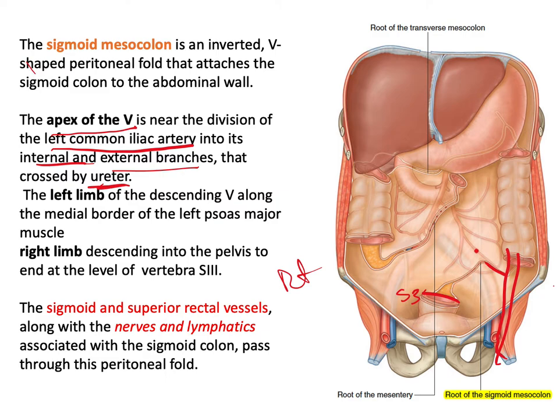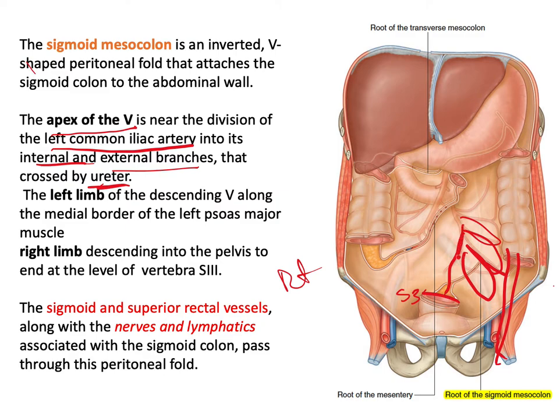Now, you have to know, look at the sigmoid arteries, which are branches from the inferior mesenteric. These sigmoid arteries pass through this double layer of peritoneum, through this sigmoid mesocolon. So you have the sigmoid arteries, and also you see this branch, which is the superior rectal vessel to the rectum.